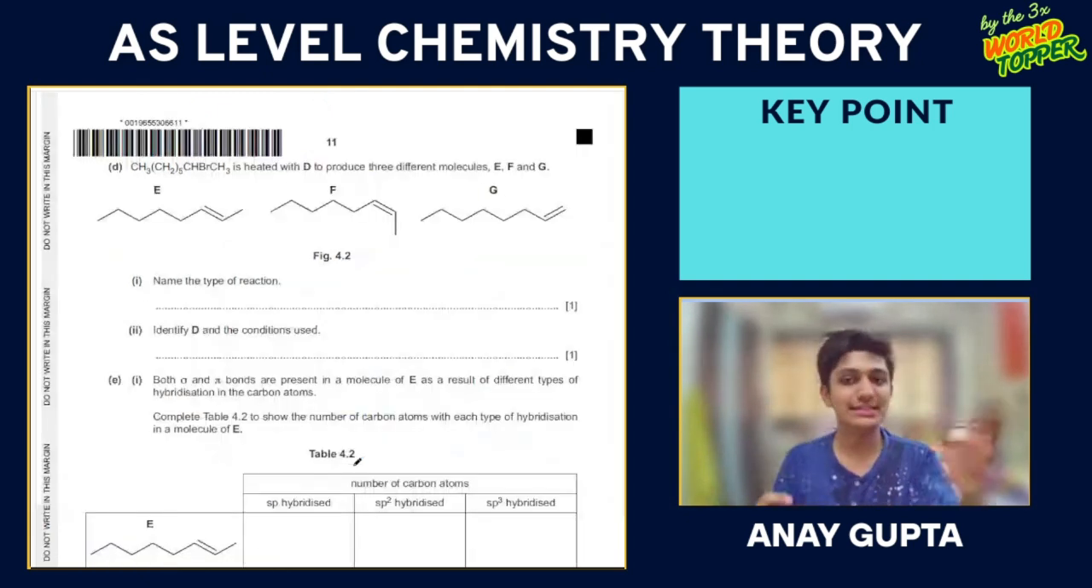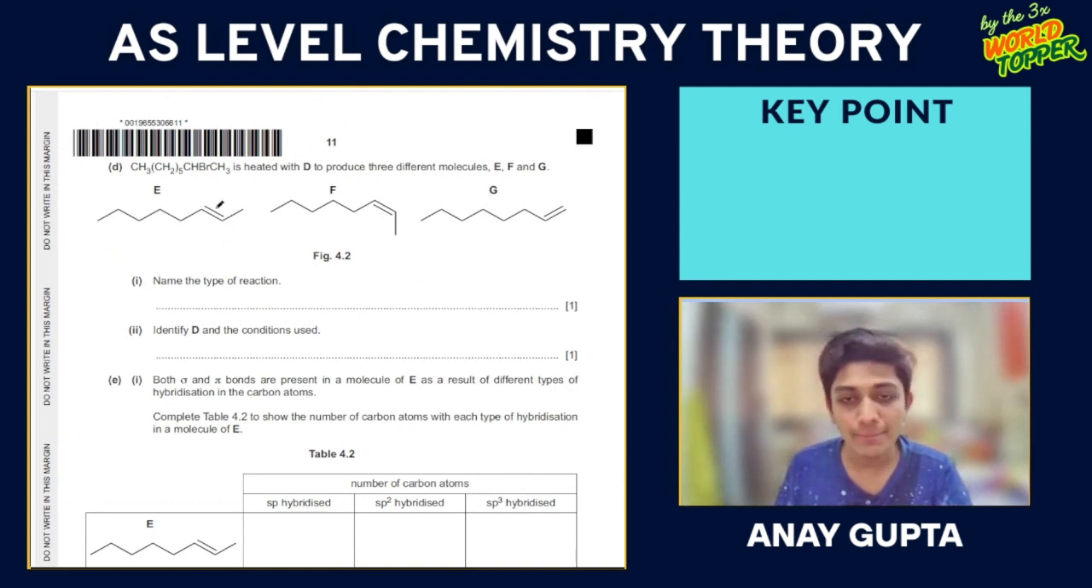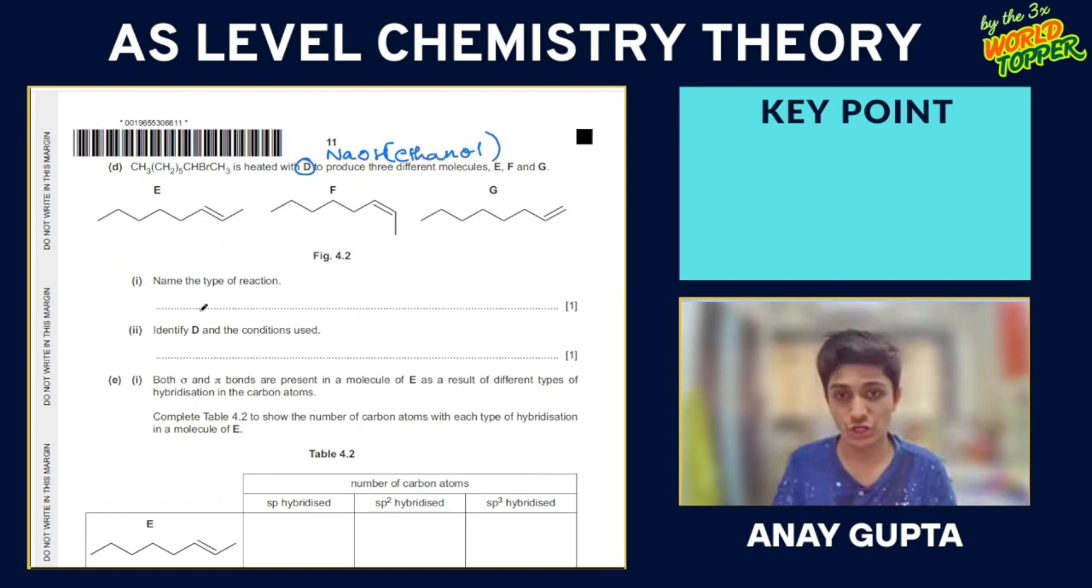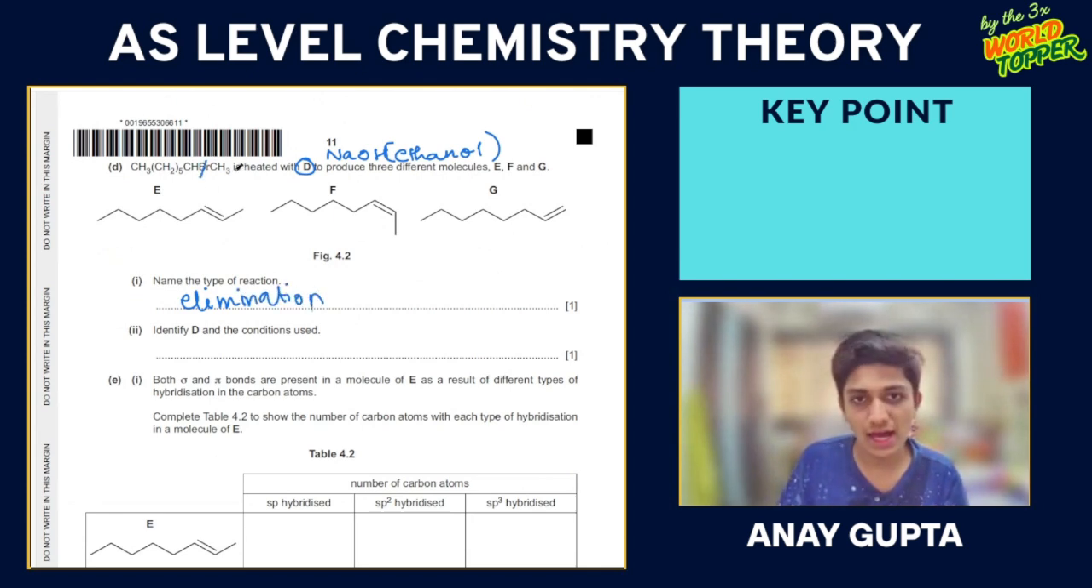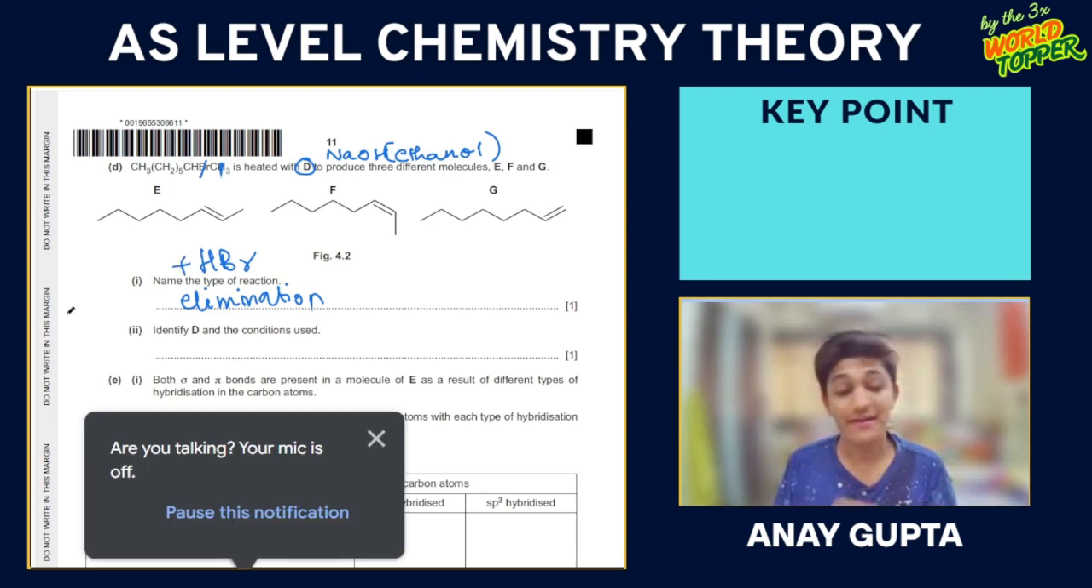Next question. This CH3CH2CHBrCH3 is heated with D to produce three different molecules, E, F, and G. Now, if you notice, I can see some type of stereoisomerism. Okay, but we can see an alkene being formed. So D should generally be NaOH in ethanol, right? Because we know that this is an elimination reaction. So the type of reaction is elimination, because this Br and one hydrogen from here is being eliminated to form HBr, right? Plus HBr. Identify D and the conditions used.